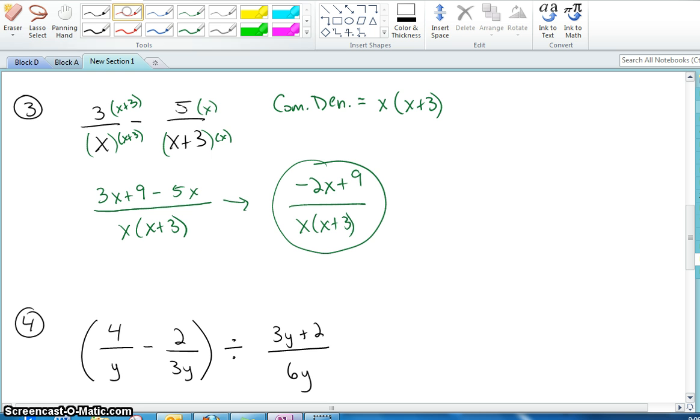What are the restrictions here? In this case, x cannot equal 0 or negative 3.